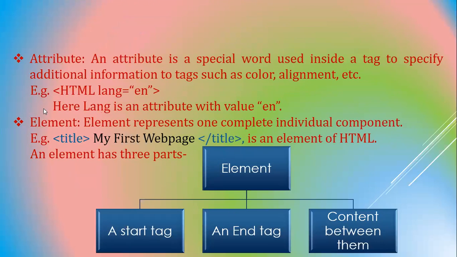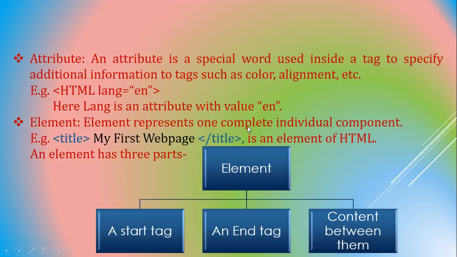So the next. Attribute. An attribute is a special word used inside a tag to specify additional information to tags such as color, to make alignment of the text or any picture or whatever you want to insert in your web page. Like for example, you can see HTML is a tag, lang equal to en, means here lang is an attribute with value en, and HTML is a tag. Attributes are always used within a tag.